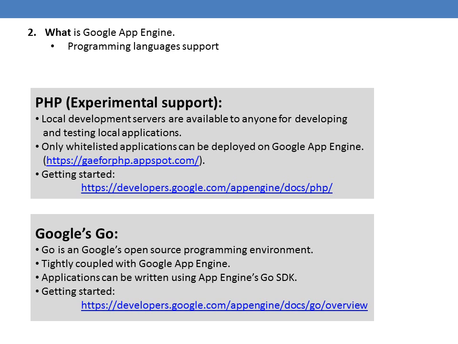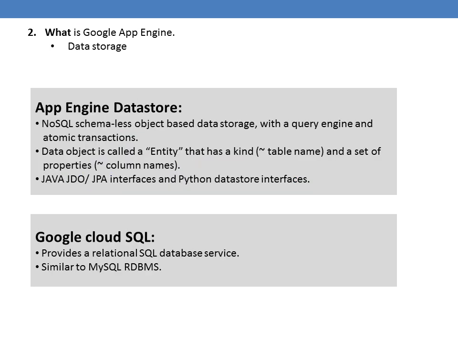A local development server is available to anyone for developing and testing applications locally. Only whitelisted applications can be deployed on Google App Engine. Getting started with this URL. Google's Go: Go is a Google open source programming environment tightly coupled with Google App Engine. Applications can be written using the App Engine Go SDK, software development kit. Getting started with this URL.